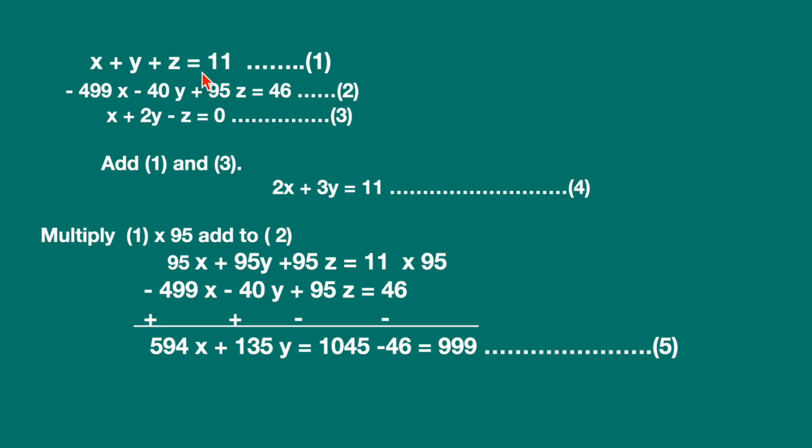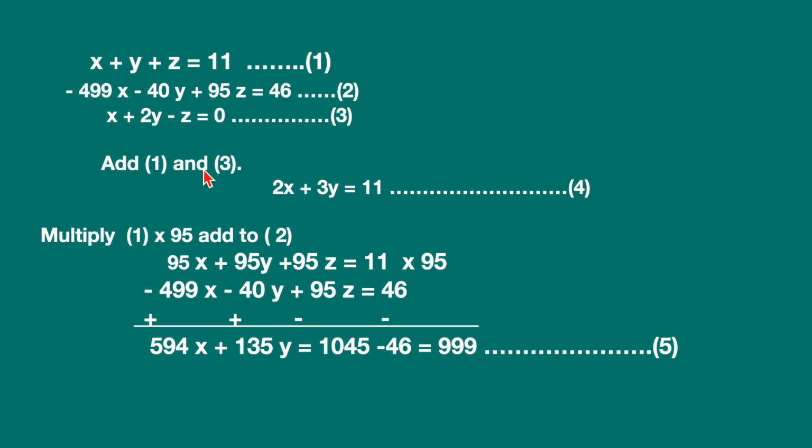So here what I have done is very simple. First equation plus the third equation. You can see plus z minus z, so both will get cancelled. So when I add, I get 2x plus 3y, the z will get eliminated, is equal to 11. So now I have reduced the 3 variables into 2 variables, only x and y. So 2x plus 3y is equal to 11. This is the fourth equation.